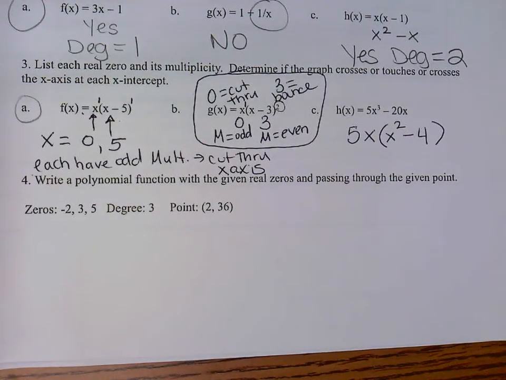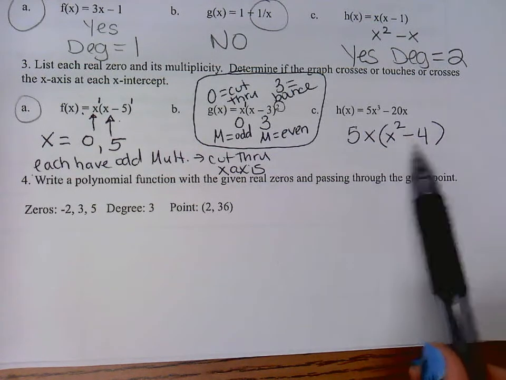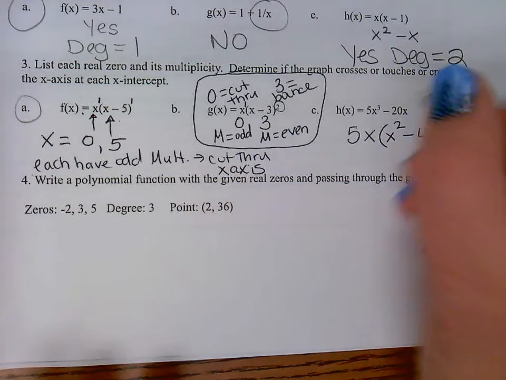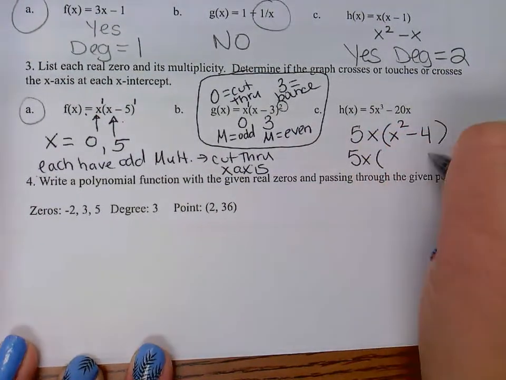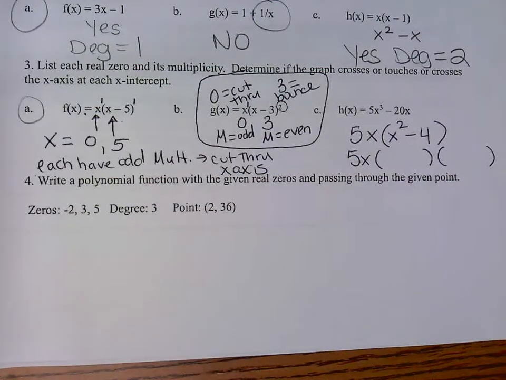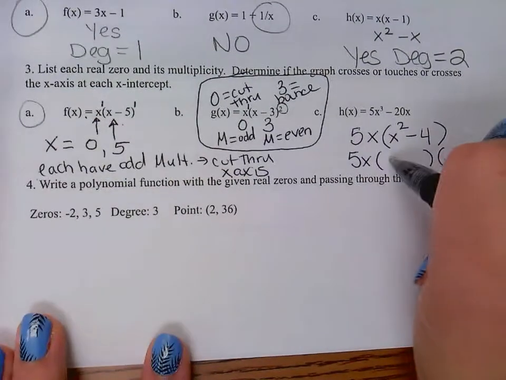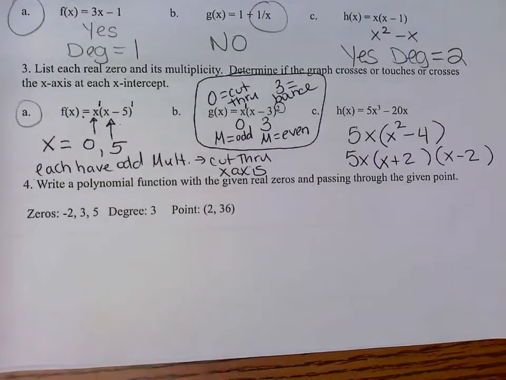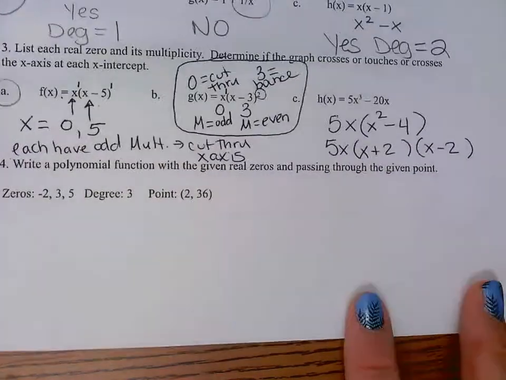Can I go further one step? Your brain should say, ding, ding, ding, difference of squares, difference of squares. So that can go further. So what should the whole thing factor into? 5x times x plus 2 times x minus 2. Like your brain should be firing right now: oh, difference of squares, I know how to do that.